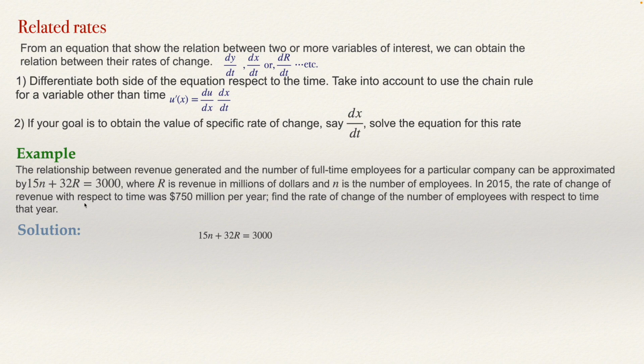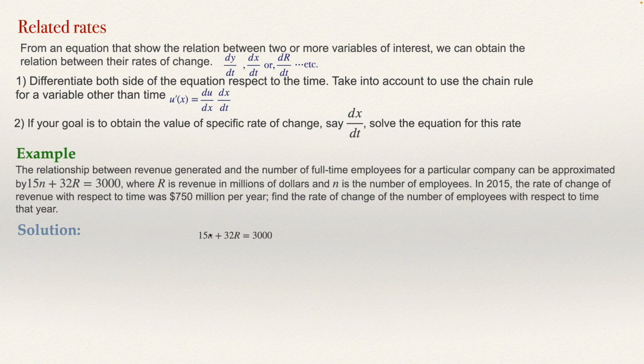Okay, so we have the equation 15M plus 32R equals 3,000. When I take the derivative, we use implicit differentiation, so we get the derivative of each term. The derivative of 15M, this is a variable different than time, so it will be 15 dM/dt. The constant 15 is multiplied by the derivative of the function, the derivative of the function with respect to t.